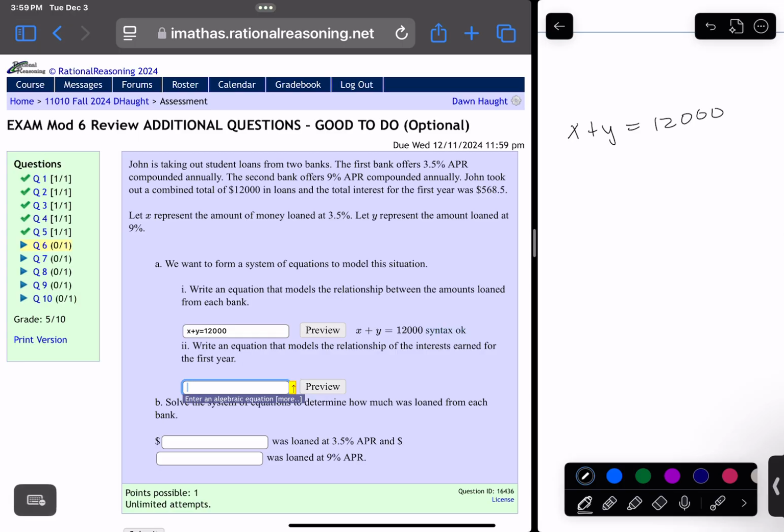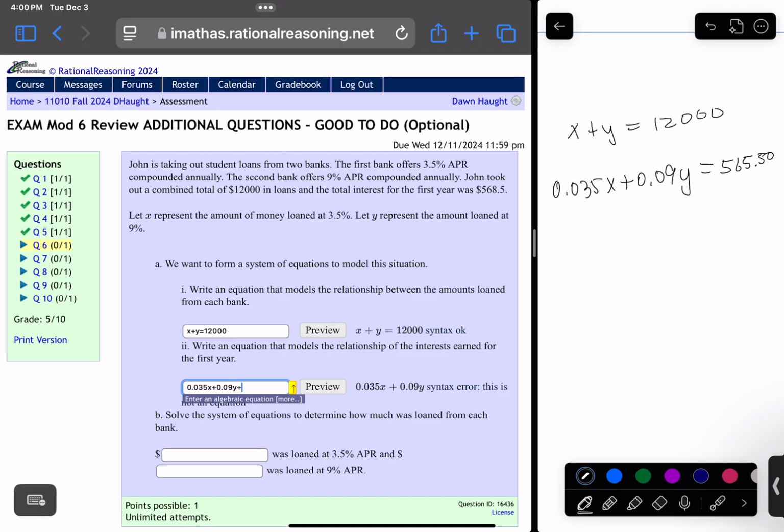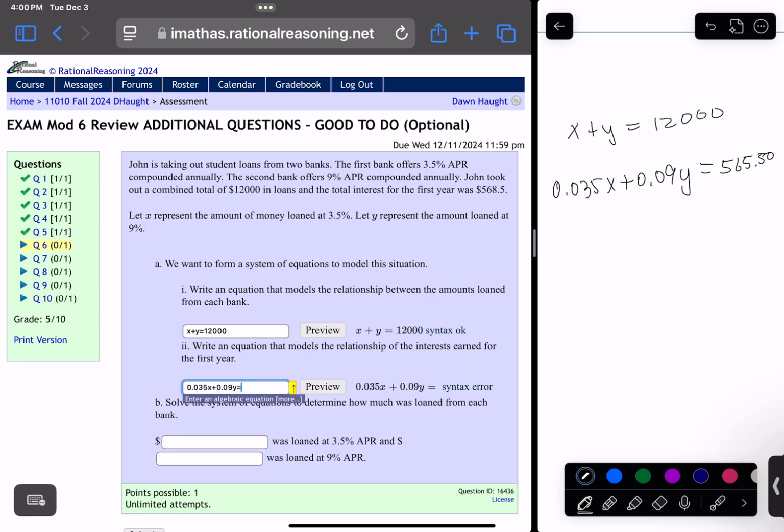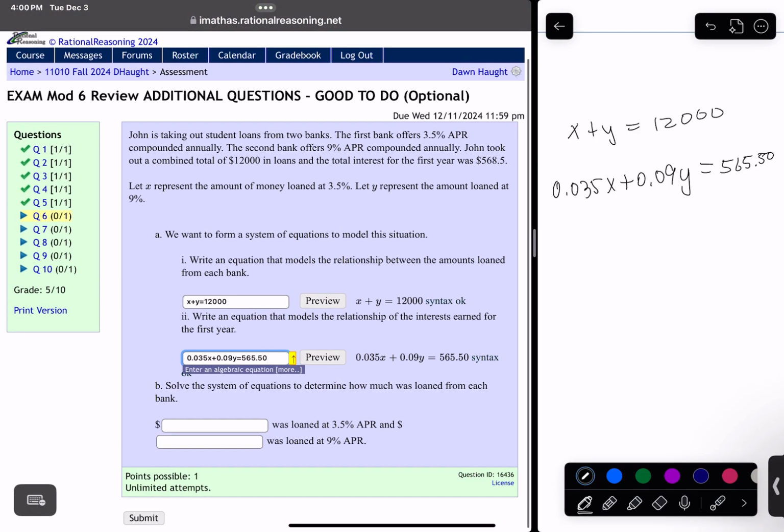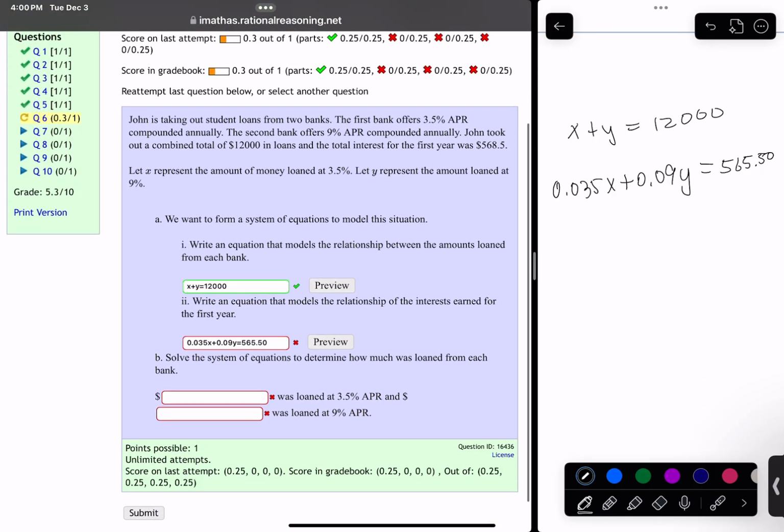And then here we have to do the interest. Okay, so if we take our X equation, that's 0.035X. If we have our Y equation, that's 0.09Y. That total of interest is 568.50. So let's put that in. 0.035X plus 0.09Y. Just move those decimals over to make them a percentage. From a percentage to a decimal, move it 2 places to the left. Equals a total of 568.50. Let's check those. You always want to check your equation. Now on the test you can't, but I'll check it. 568.50. Sorry about that.